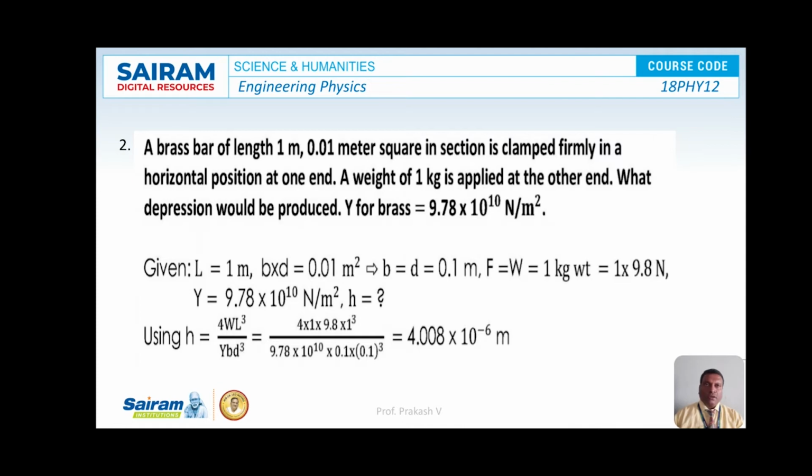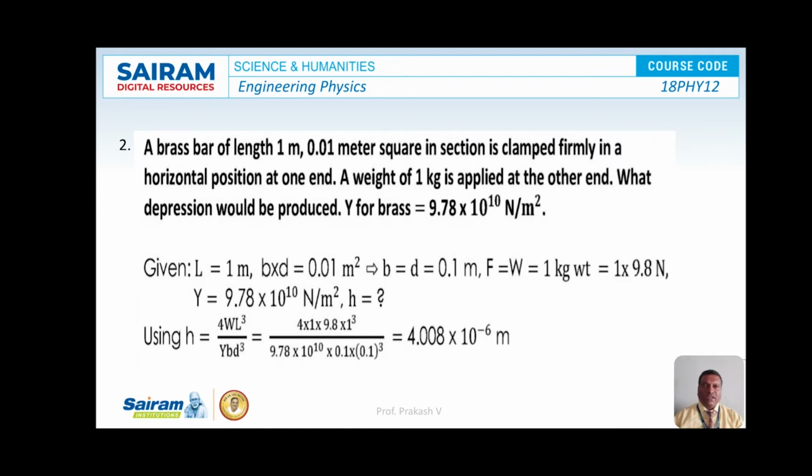A brass bar of length 1 meter and 0.01 meter square in section is clamped firmly in a horizontal position at one end. A weight of 1 kg is applied at the other end. What depression would be produced when the Young's modulus of the brass is equal to 9.78 into 10 to the power of 10 Newton per meter square? So this is the problem.